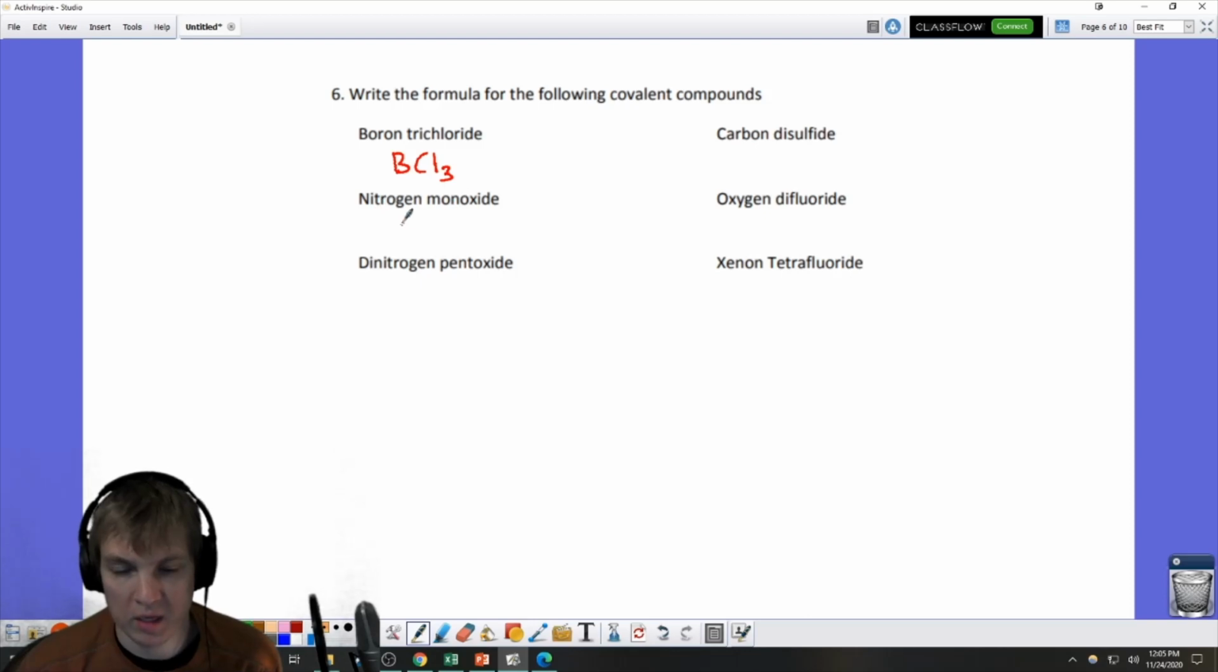Nitrogen monoxide, so N is for nitrogen, and then we don't have any prefixes here, so we're just going to leave it as 1. And then monoxide means that we have an O, and there's only one of them, but we don't have to put the number 1.